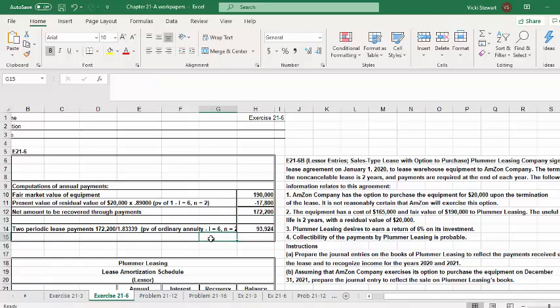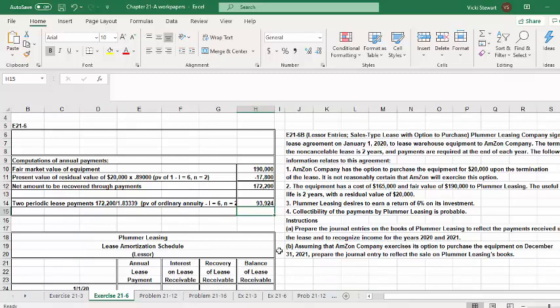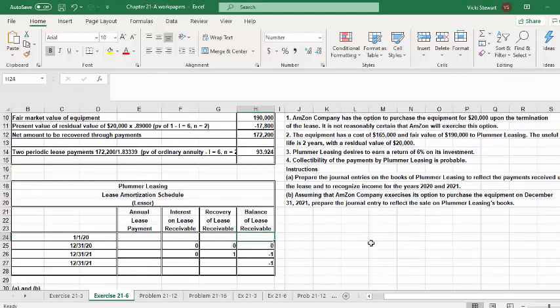This is an ordinary annuity. We know that because it states in the problem that payments are required at the end of each year. So we would look in the table for a present value of an ordinary annuity where the interest rate is equal to 6 and the periods are equal to 2, and we would find that the factor is 1.83339. We would divide that into the amount that we need to recover, $172,200, and that would give us the 2 payments of $93,924.